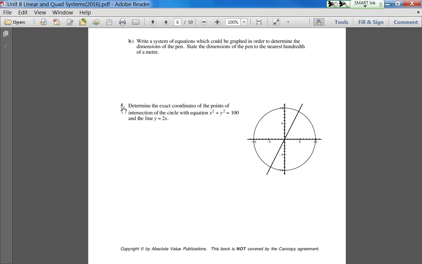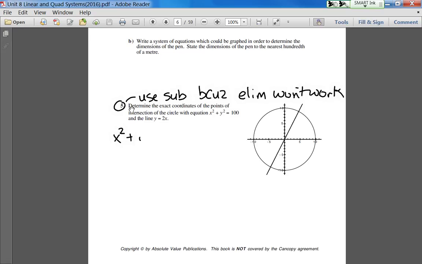Okay, this question here, number 5 in the assignment, this is an example where you have to use substitution. Elimination just won't cut it. Use sub because elimination won't work. Anybody know why? x squared plus y squared is 100. This is just the formula for a circle. And then you have this other line, y equals 2x. So when you go to subtract, you don't eliminate x or y. It doesn't get eliminated. So you have to use substitution. And I actually prefer substitution anyway. Okay? So I wouldn't be doing too much elimination, you guys.